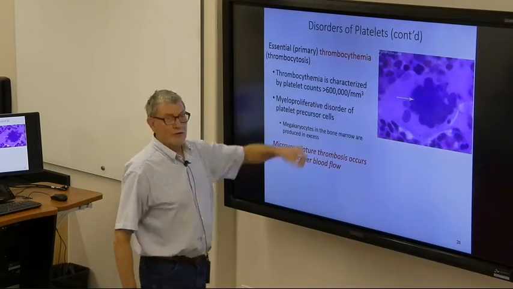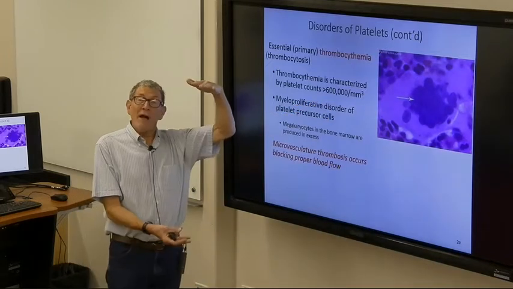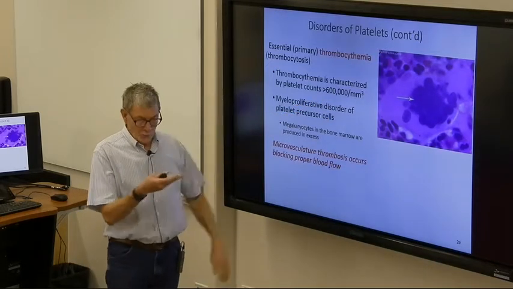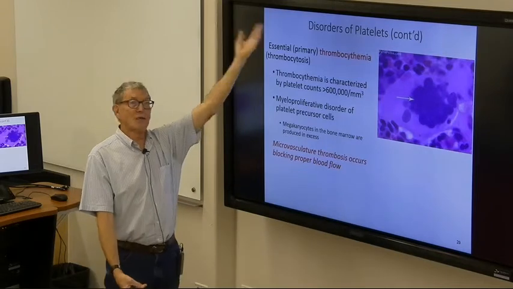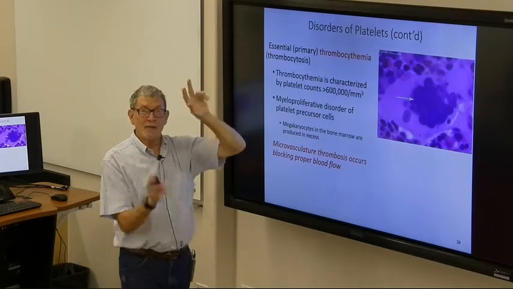Platelet counts over 600,000. So there's a pretty wide normal range. Below 150 and over 600 are outside the normal range.